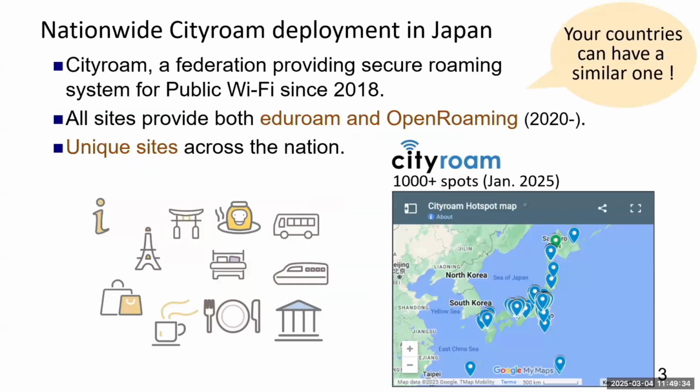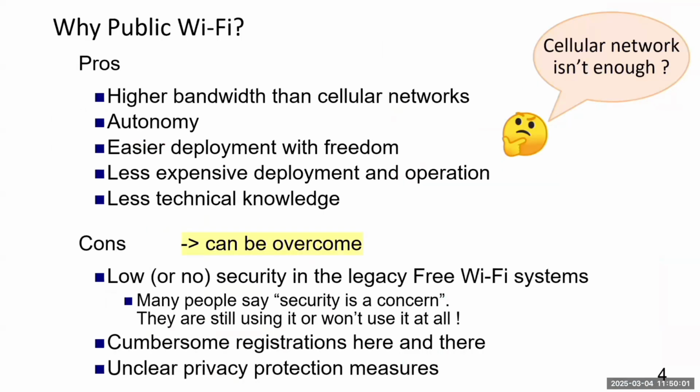So we built a nationwide Cityroam system, a roaming federation, providing a secure roaming system. We started this in 2018, and later OpenRoaming came in 2020. And now we have more than 1,000 spots. And why do we use public Wi-Fi? There are many pros and cons.